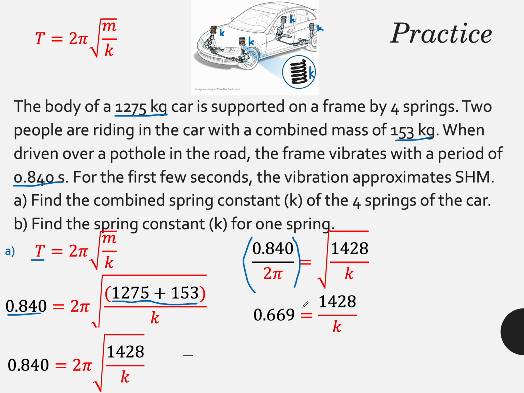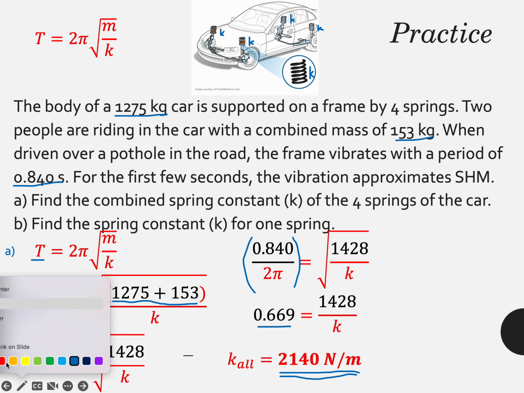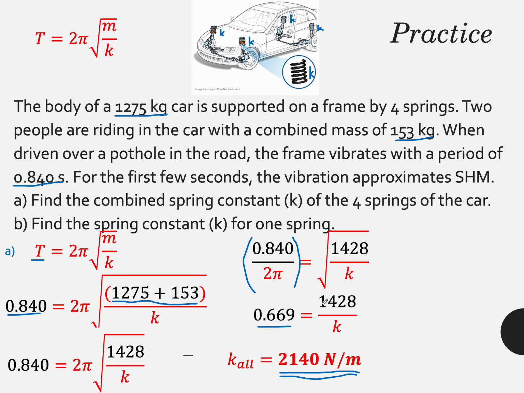How do I solve for k? Well, I end up multiplying both sides by k first, and then dividing both sides by 0.669. And you'll get that the spring constant for all 4 springs together is 2140 to 3 sig figs. The second part of this question, B, so I can draw a line here to separate these two, asks, all right, so we've got that now. What's the spring constant for just one of the 4 springs?